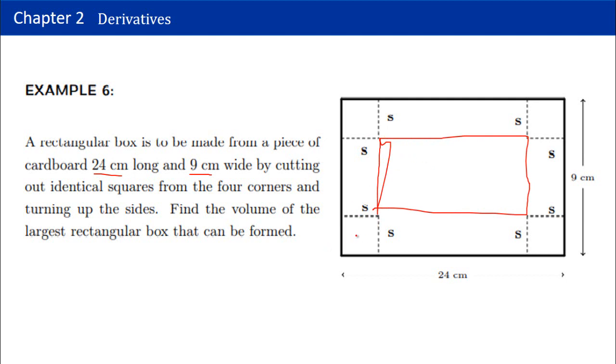Ang ating height ay automatic is S. But the question is, what is this? How long is this? Because this is our base. We know that this is 9 at saka kukunan ng isang S, kukunan ng isang S. That means it becomes 9 minus 2S kasi ang 9 kinunan ng dalawang S. Second is yung length niya. Since kinunan din siya ng S, this is kinunan din siya ng S, it means 24 minus 2S. Yun na yung kanyang length. Ang kanyang width ay 9 minus 2S. Ang height niya ay S. Bakit? Kasi naging box yan siya.